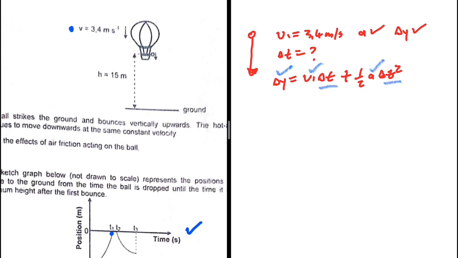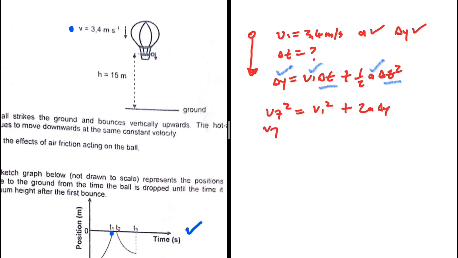But as you can see here, we're going to solve a quadratic equation, and I always run away from that for some reason. So let me not use this equation. Instead, I'm going to find vf first, so that I can use vf is equals to vi plus a delta t. Let me show you how. I'm going to say that vf squared is equals to vi squared plus 2a delta y. I'm going to end up using two equations just because I don't want to solve a quadratic equation.